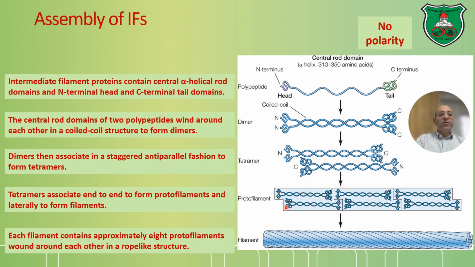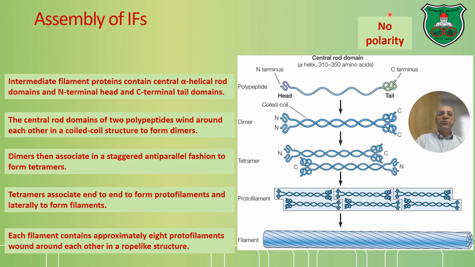Then we have these tetramers associating end to end, forming what is known as a protofilament. And we have a number of these protofilaments coming together. We have 8 of them coming together, forming a larger structure known as a filament. That's the intermediate filament. So it's rope-like. So you have all of these helical structures coming together, forming a thick filament. So that's the basic structure of the intermediate filaments.